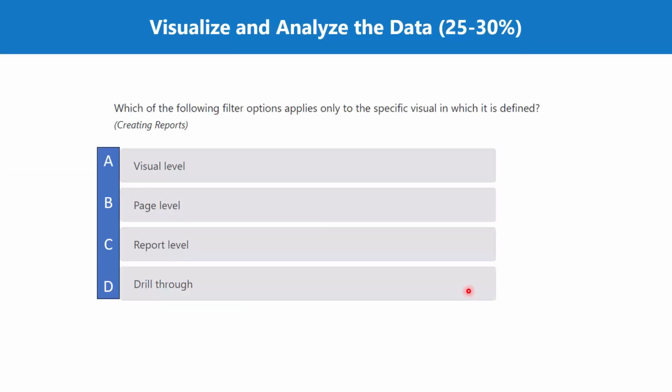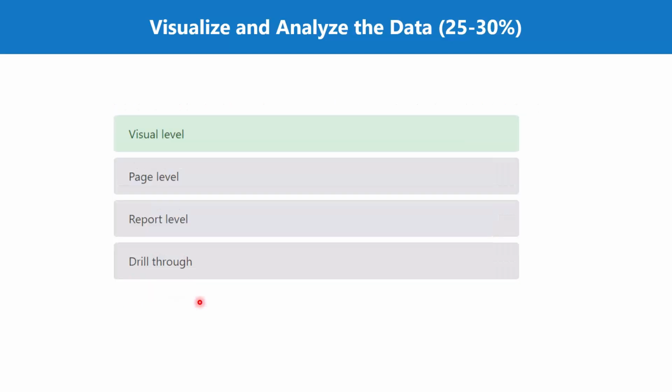Question 2. Which of the following filter options applies only to the specific visual in which it is defined? And the four options are visual level, page level, report level, drill through. So let's have a look at the result. So the correct answer is visual level.